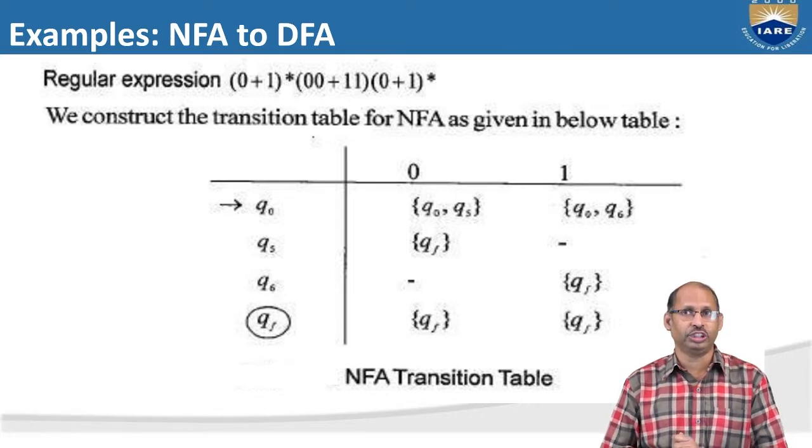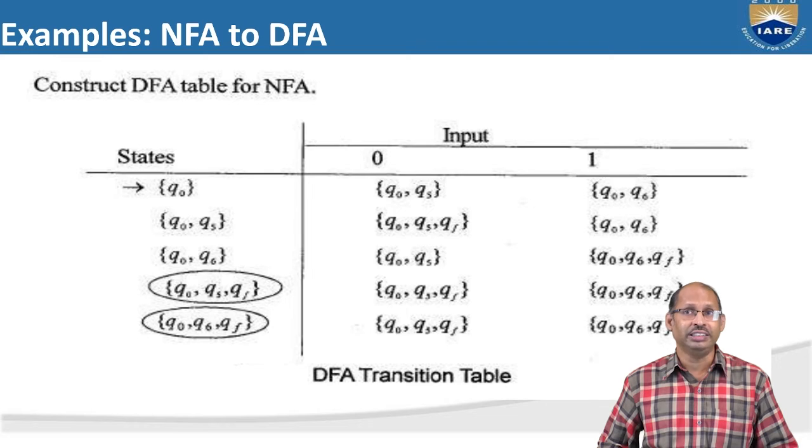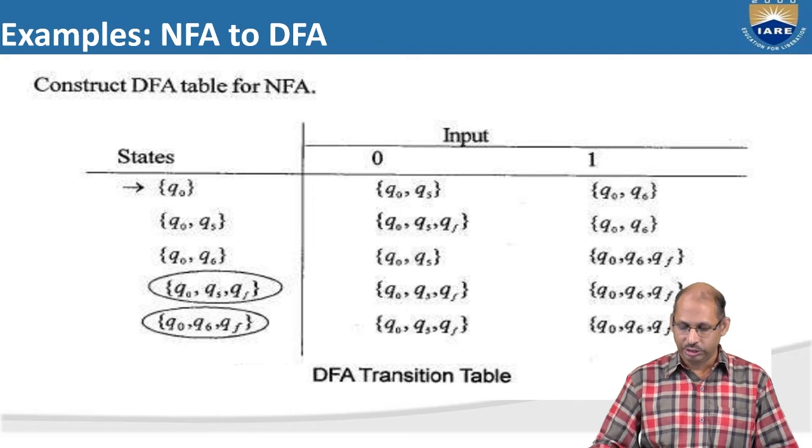In this problem, there are 4 states. These 4 states means 2 power 4, which is 16 states. So in DFA, there is a possibility of 16 states. Then total transitions, 32 transitions, right? So in NFA, there are 4 states, which equivalent to DFA may be a maximum of 2 power 4, 16 states. Then we need to find all the 32 transitions. So instead of finding all the 32 transitions, we are considering only the states which are connected to the initial state.